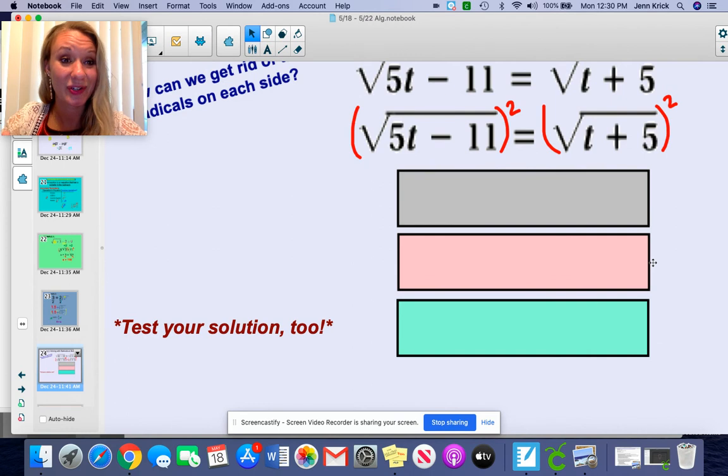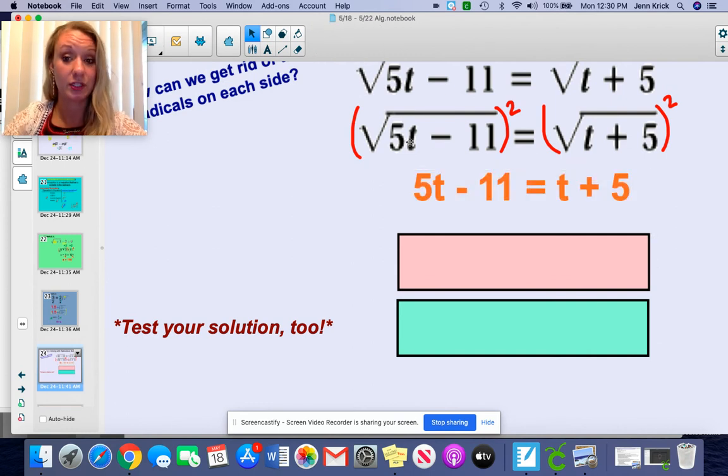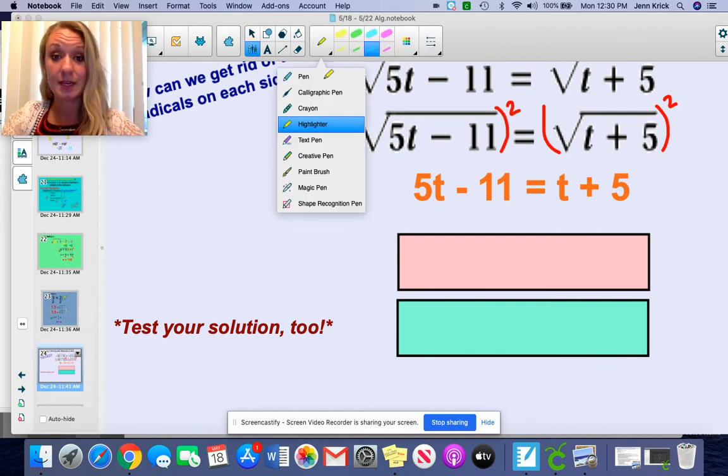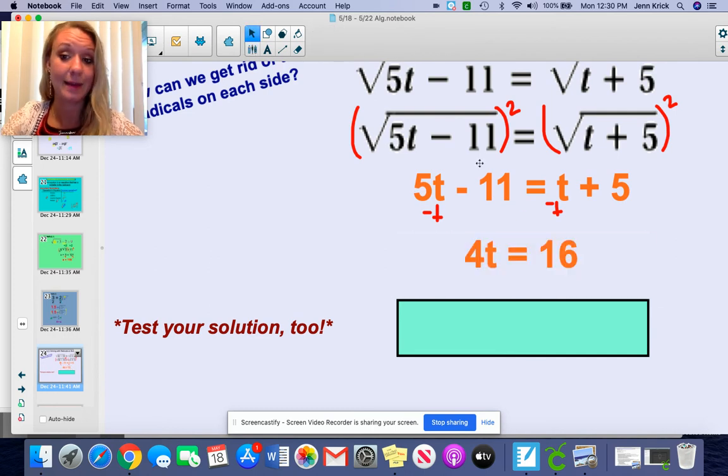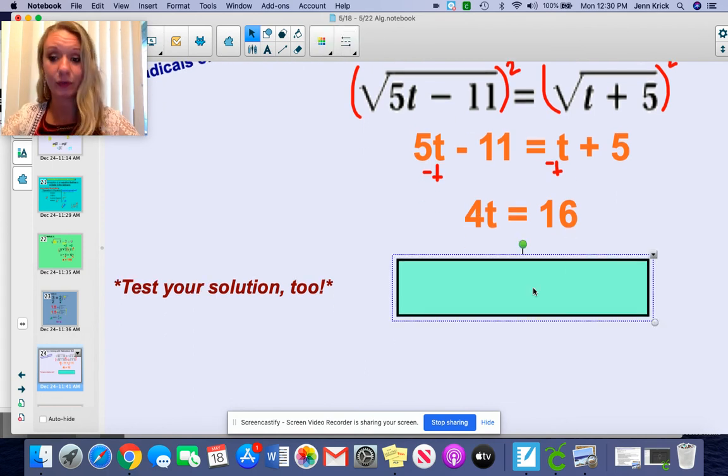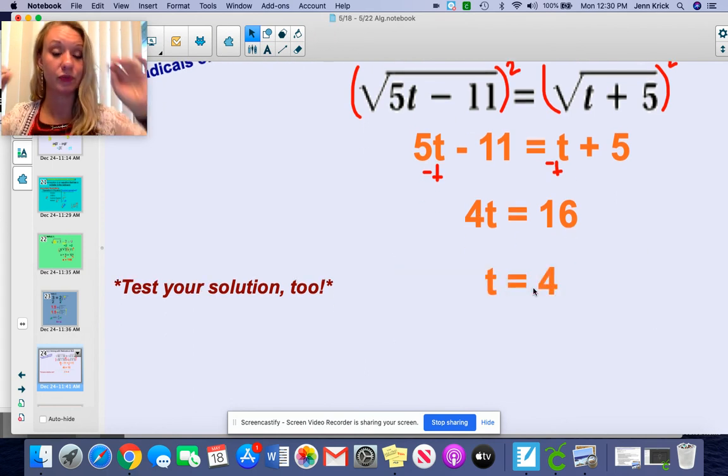And then it actually turns out to be really easy, because when you do that, you're left with just 5t minus 11 equals t plus 5. Then it's just solving an equation. I see that I've got to combine like terms. I'm going to do minus t, and that's going to give me 4t. And then I add my 11 to the other side, so 5 plus 11 is 16. If 4t equals 16, divide both sides by 4, t equals 4.